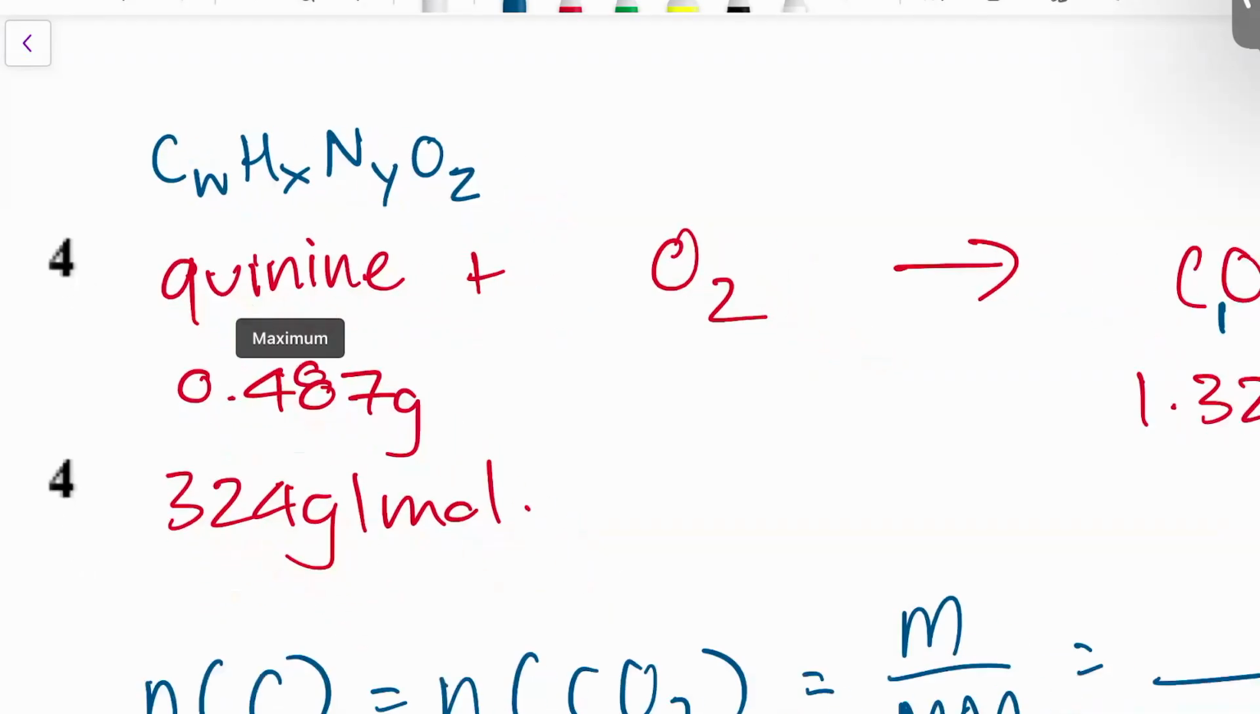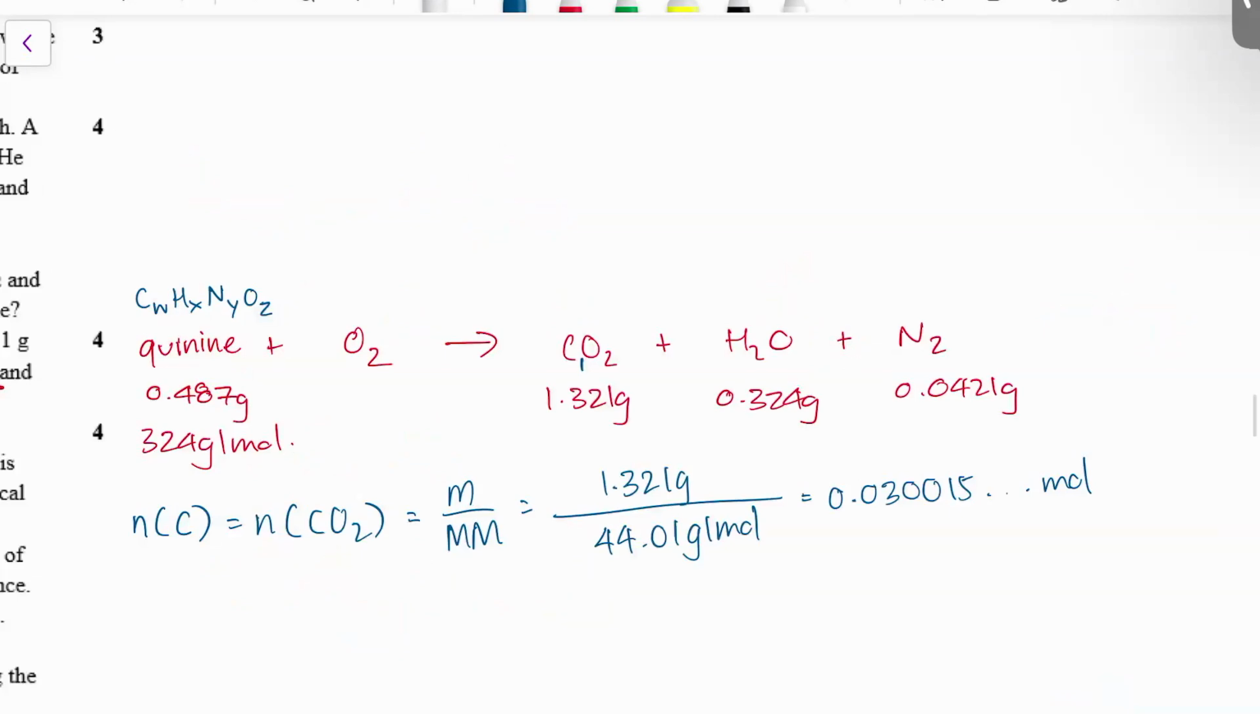Which means if you get 0.03 moles of carbon on the right, do you have to divide that up between quinine and oxygen, or is that all of the carbon in just quinine? No, I don't have to divide it up because it doesn't show up anywhere else. All of the carbon on the right has to go into quinine because the other formula is just oxygen.